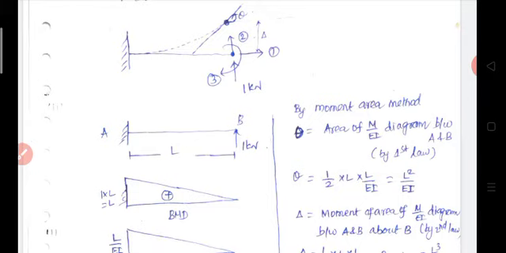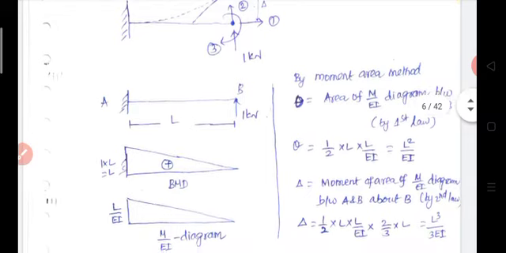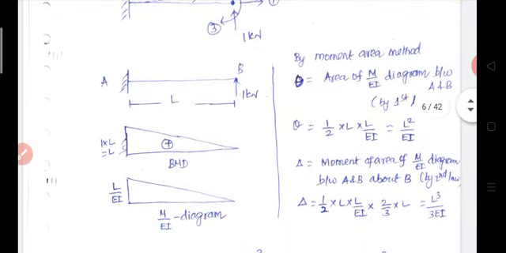We already know that for a cantilever beam subjected to a unit point load at the free end, the slope at the free end is equal to PL square by 2EI, and the deflection at the free end is equal to PL cube by 3EI. So substituting P equal to 1, theta is equal to L square by 2EI, and delta is equal to L cube by 3EI.